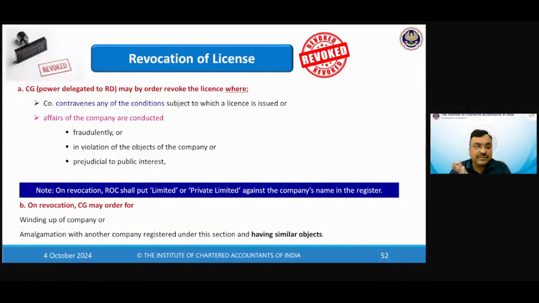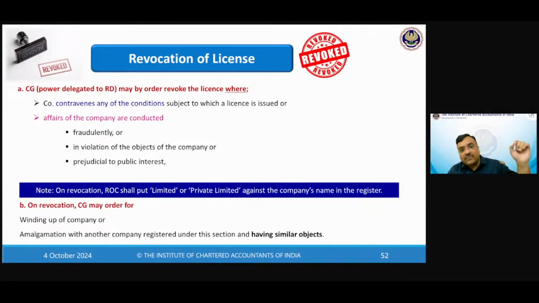Now on revocation, the central government may order either for winding up of the company or amalgamate with another company registered under this section and having similar objects. यानी कि ये कंपनी काम नहीं कर रही है, अच्छा तो इसको अमालगमेट कर दो किसी दूसरी कंपनी से which is working as a charitable company and working as per the objects of the.